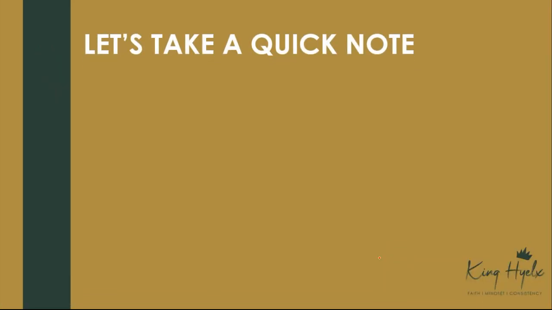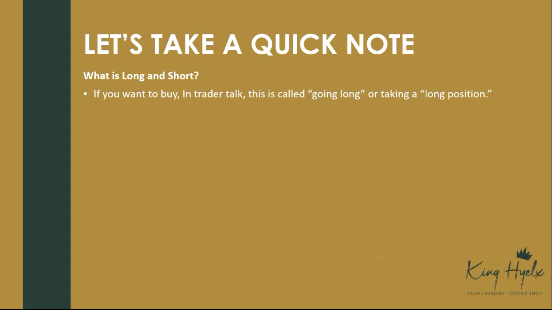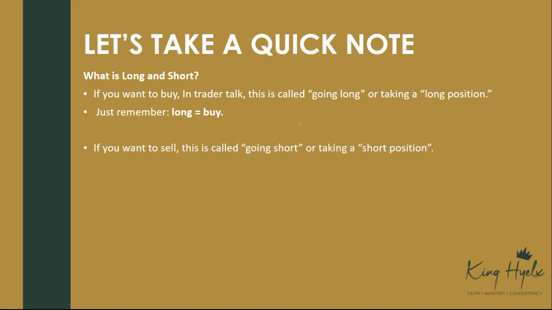Now let's take a quick note. Whenever there are some terms you'll be hearing, like long and short. Whenever you hear long, right? If you want to buy, in trader talk, this is called going long. Sometimes you hear people saying, I'm longing GBP USD. That means I'm buying GBP USD, right? So just remember, long equals buy. And then sometimes you hear people saying going short. If you want to sell, this is called going short or taking a short position. So just remember, short equals sell, long equals buy.